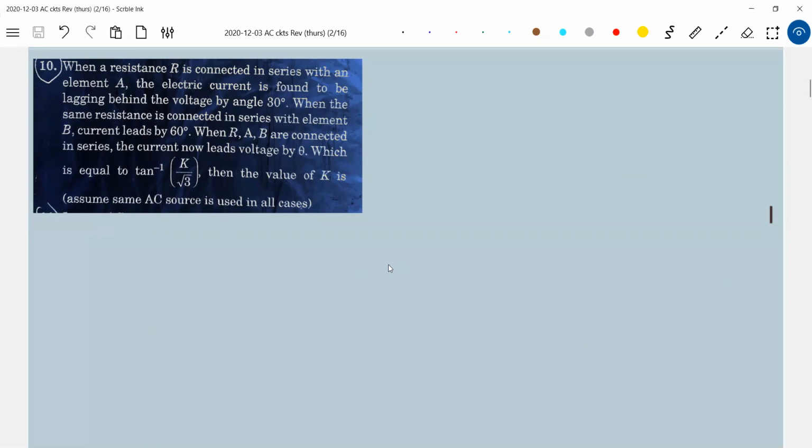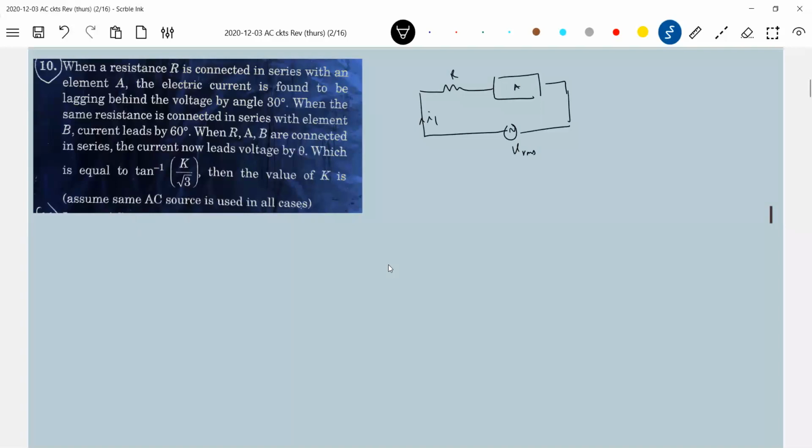When a resistance R is connected with an element A, the electric current is found to be lagging behind the applied voltage by an angle theta 1. The current was lagging, so definitely this should be an inductor, no? Then only it is possible. The element must be an inductor.